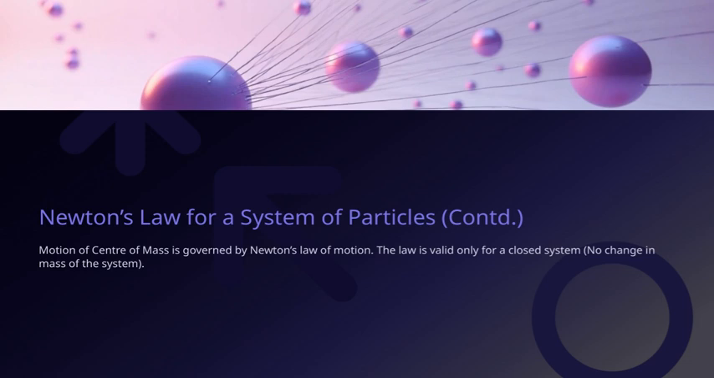So, connecting this back to our overall theme, understanding how the center of mass moves under Newton's law gives us powerful insights into the dynamics of complex systems, whether they're celestial bodies, vehicles, or even everyday objects.